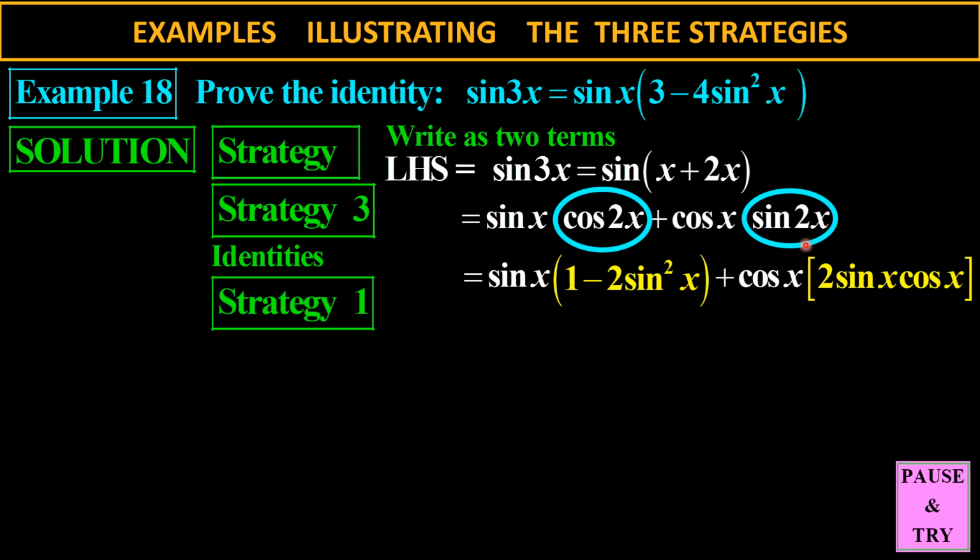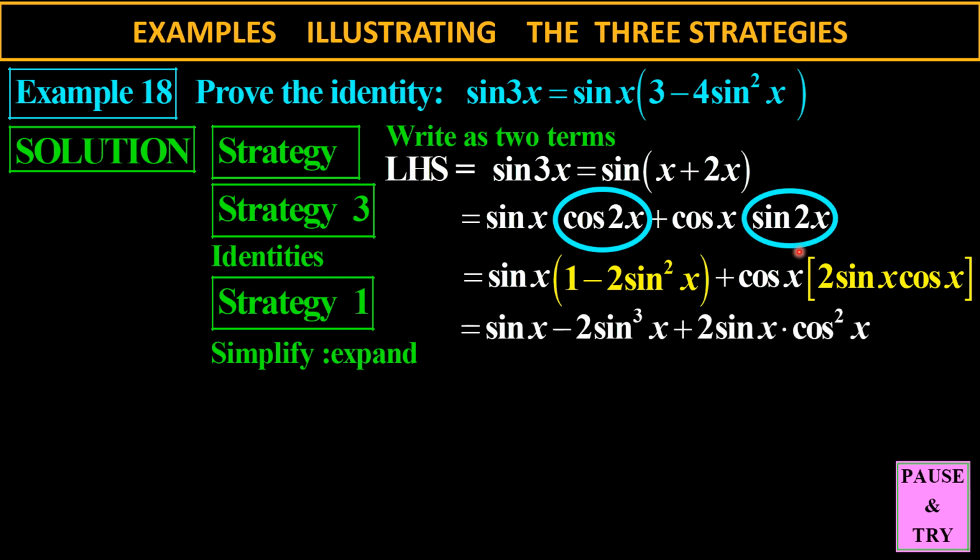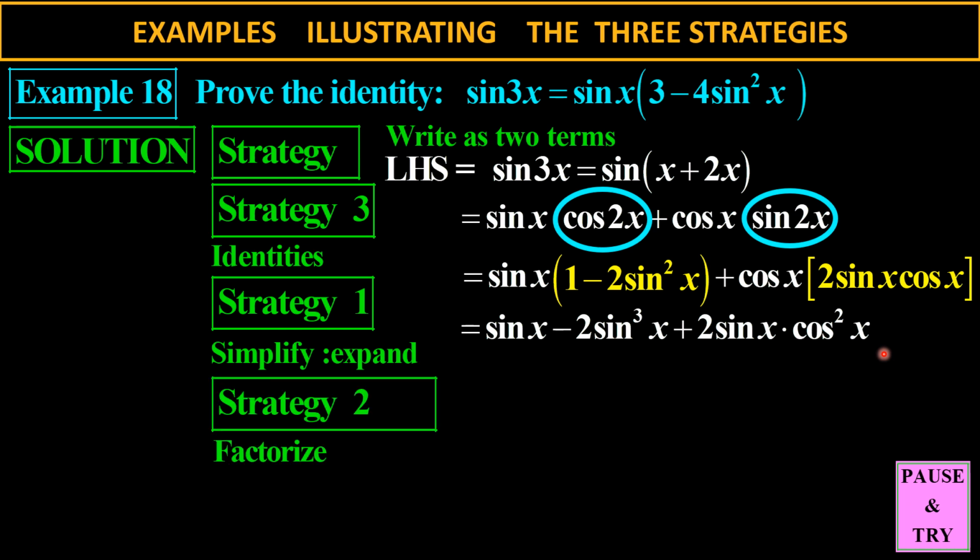Now what do we do next? Yes, we can use strategy 1. We can expand there. So I get sine x minus 2 sine cubed x plus 2 sine x, and cos x times cos x is cos squared x. Now, what can we do now? We can't simplify further, but we can factorize. There's a sine x we can take out as a common factor. So I take that as a common factor, I get this expression.